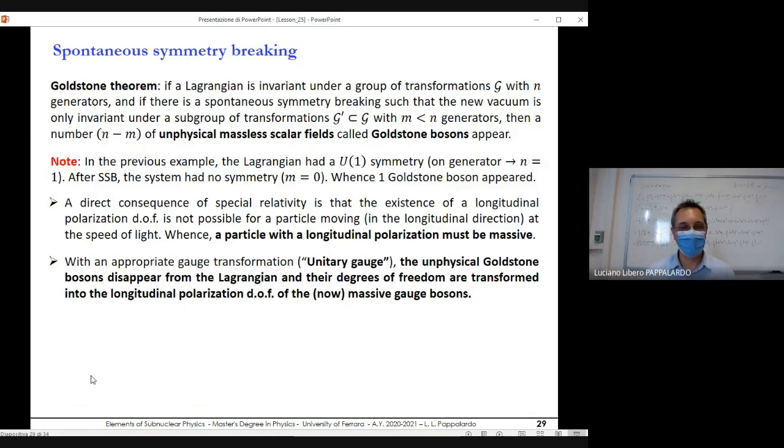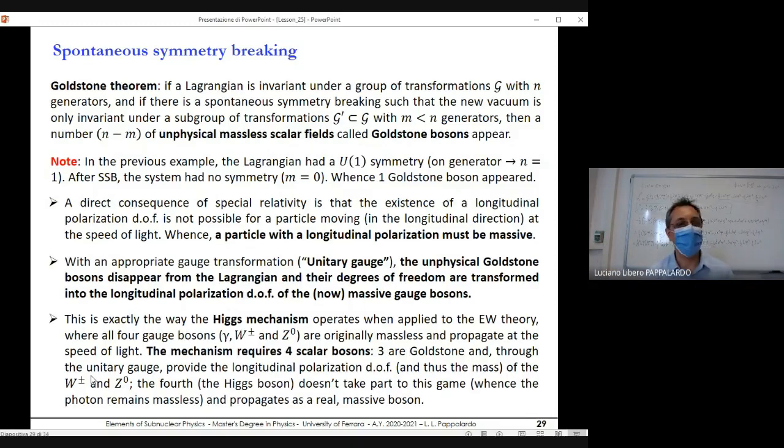Complicated. So we apply the spontaneous symmetry breaking to our system. We get a real particle with mass, eta, and a Goldstone boson, which is massless and unphysical. If this is done in a gauge theory, then through a special gauge transformation, which is called the unitary transformation, all the Goldstone bosons disappear from the Lagrangian, but their degrees of freedom are reabsorbed into the longitudinal polarization state of the now massive bosons. You see?